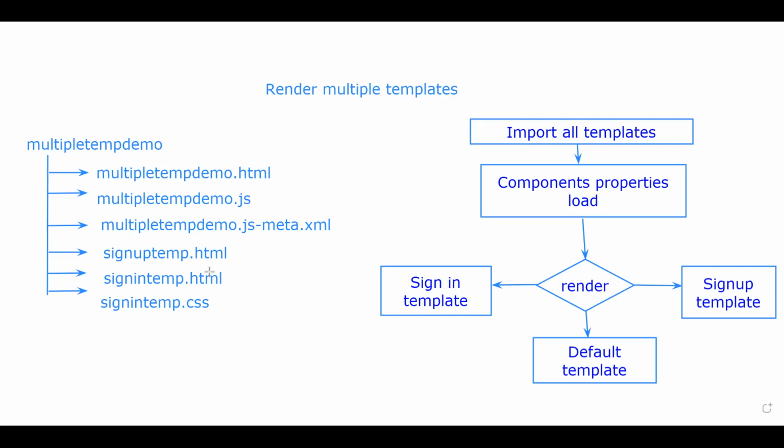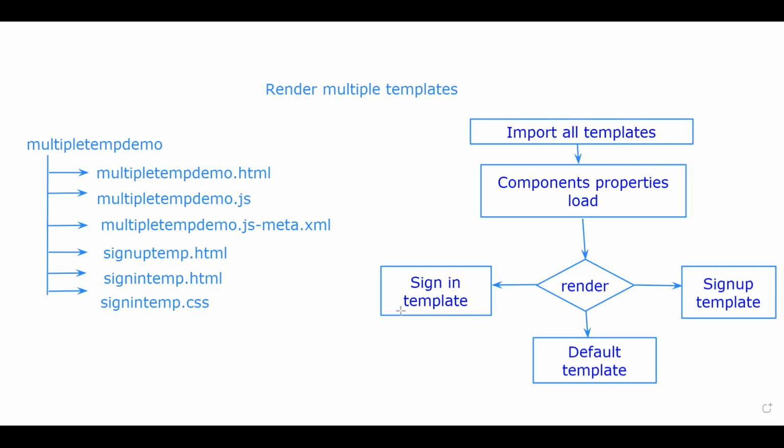The fourth step is that in our case we have 3 templates: the default component, the other component that we have for sign in, and the third template component that we have for sign up. Based on the conditions, we will appropriately load the templates. That would be the last step. I believe you have understood the basic requirement of what we are going to do, so let's get started.